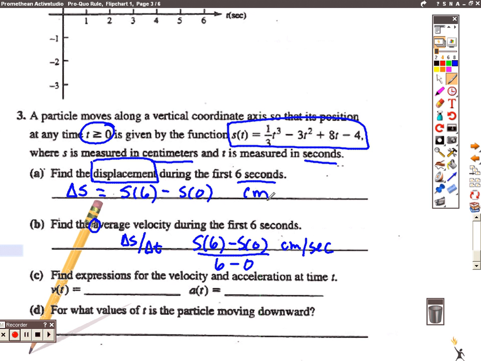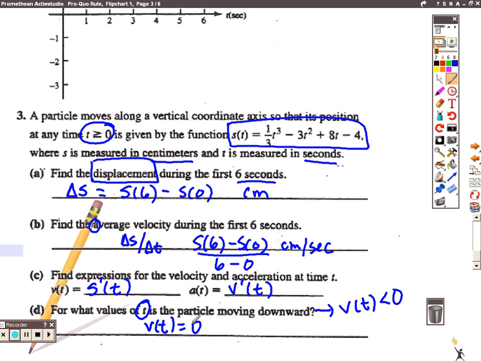Part C, find the expressions for the velocity and acceleration. Well, they're just asking us to practice the power rule. So to find velocity, it's going to be the first derivative of position, and acceleration is going to be the first derivative of velocity. And again, that will be power rule. Part D, for what values of t, so we're looking for time, is the particle moving downward? Okay, well, if the particle is moving downward, then that means that we're looking for when the velocity is less than 0. So to do this problem, we're going to take the velocity function and set it equal to 0.